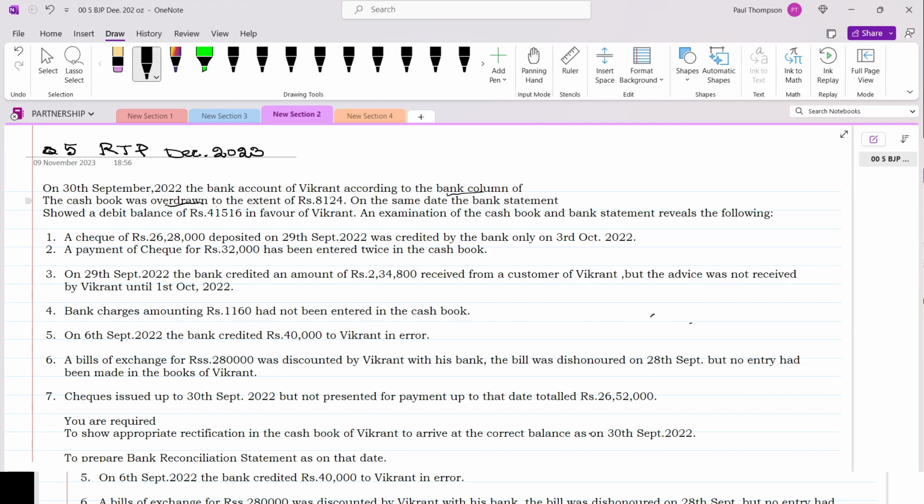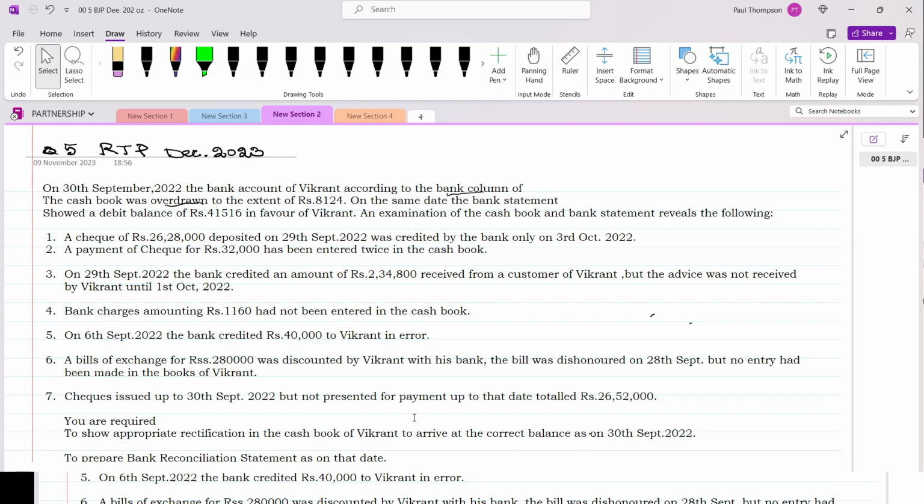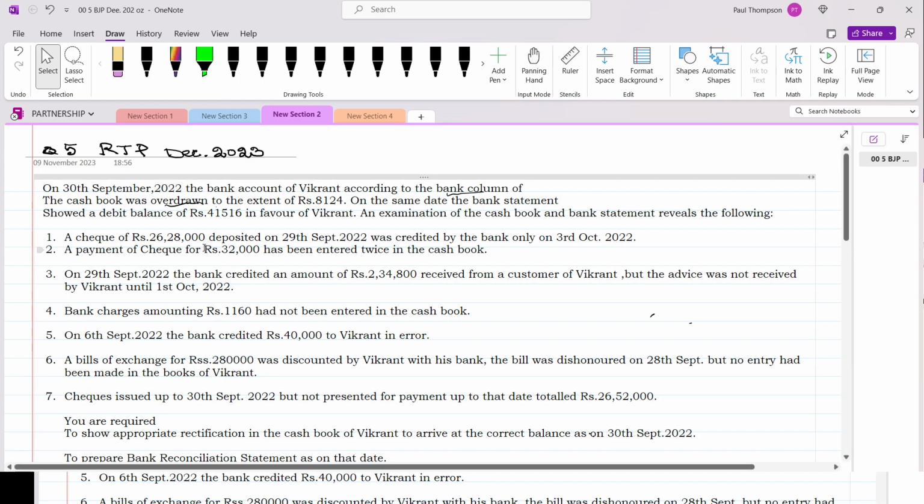An examination of that, they have given some points, and then you are required to show appropriate rectification in the cash book as on 30th September 2022 and to prepare bank reconciliation statement on that date. So they have asked you to prepare the adjusted cash book. We have to find out one by one which items will go into your cash book and which items are going to be in the bank reconciliation statement. So let us get into that one by one.